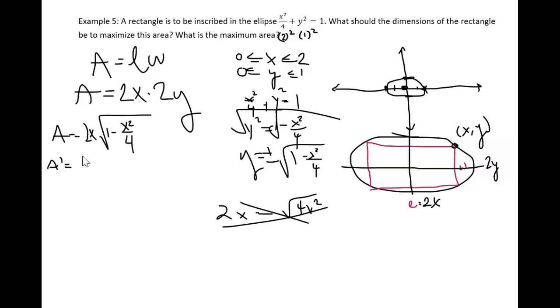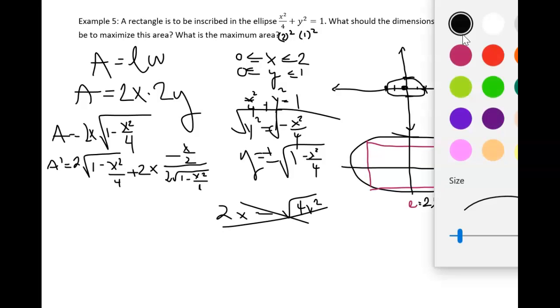So for product rule, we're going to take the derivative of 2x times the radical plus 2x times the derivative of the radical. And because it is chain rule, I'm not going to put the denominator as 1. 2 square root of 1 minus x squared over 4. And then the derivative of this is negative, bring down the 2, 1/2 x, like so. And so these 2's can cancel.